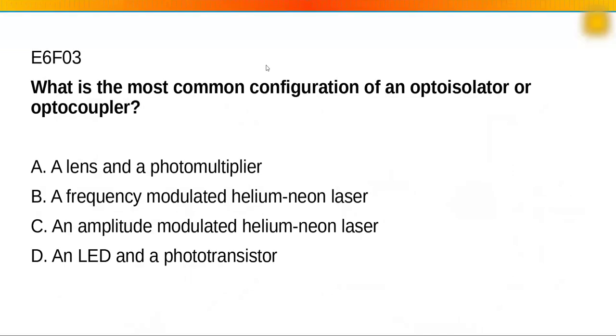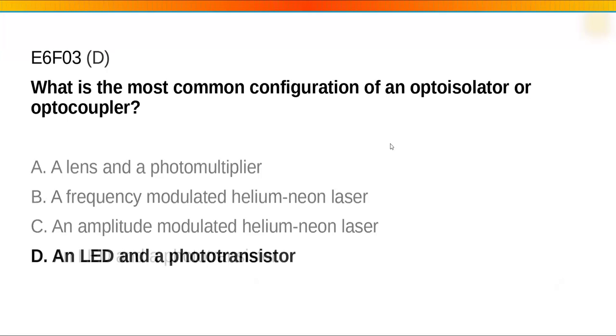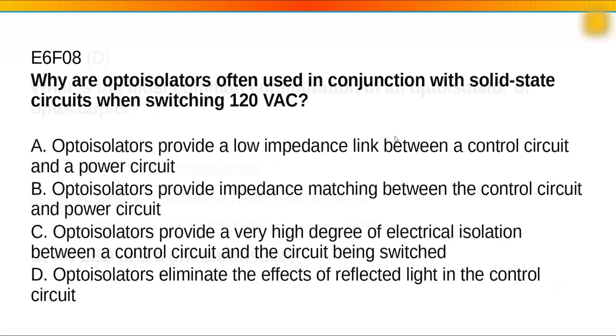What's the most common configuration of an opto-isolator or optocoupler? D, of course. Yep. Why are opto-isolators often used in conjunction with solid-state circuits when switching 120 volt AC? Charlie.